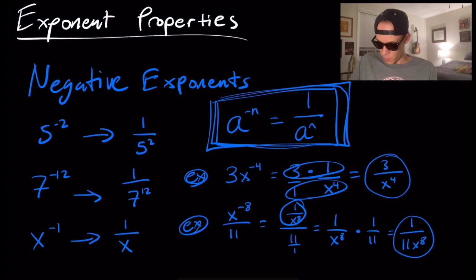So one shortcut, and I'll do a couple other examples here in a second, is wherever your term with the negative exponent is, if it's in the numerator, send it to the denominator, and then the exponent becomes positive. If it's in the denominator, send it back up to the numerator, and then the exponent becomes positive. So let's look at a couple more examples to drive that point home.